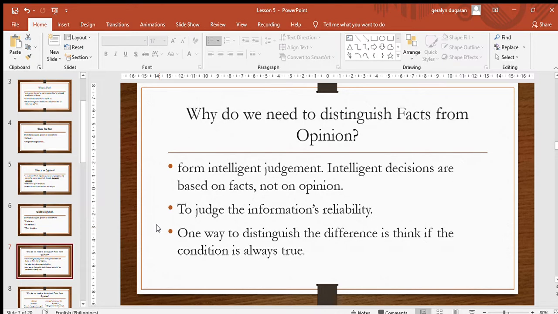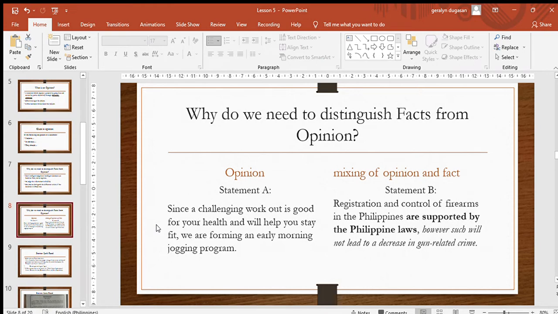One way to distinguish the difference between the two is to think if the condition is always true. For example, assume your school posts the following statement on a memo. Statement A: Since a challenging workout is good for your health and will help you stay fit, we are forming an early morning jogging program. So, the question is, is this example a factual statement or an opinion?